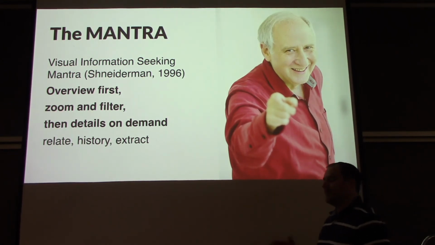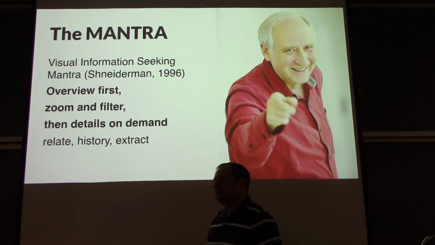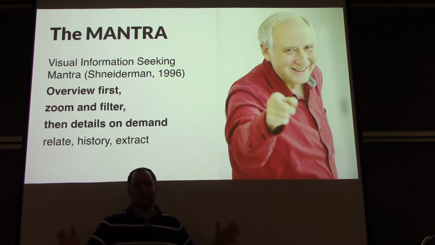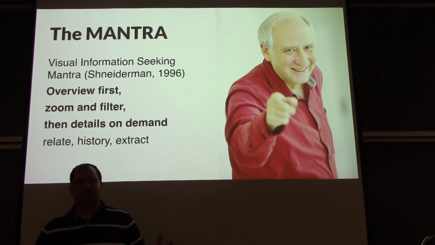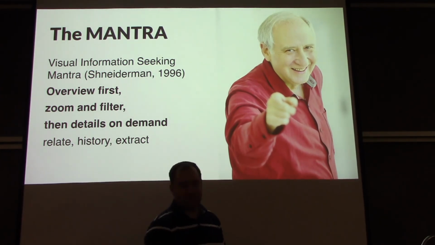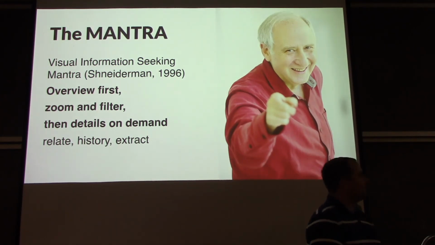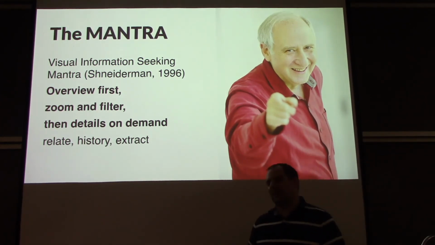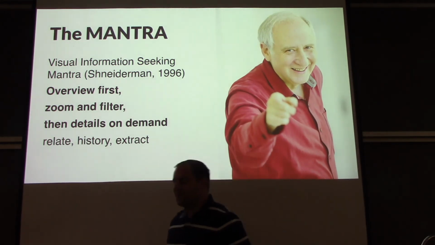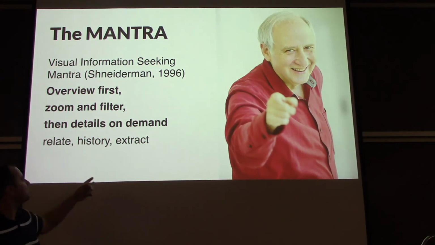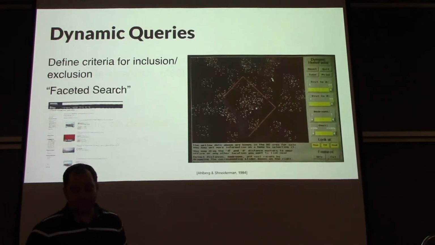And this is how he argues that people interact with many visualization systems. So first show an overview, for example, show you the whole map of the world, then zoom and filter, for example, zoom into Salt Lake City, and then provide details like the address of a location on demand. He also includes relate, history, and extract, but I'm going to skip over those for now.